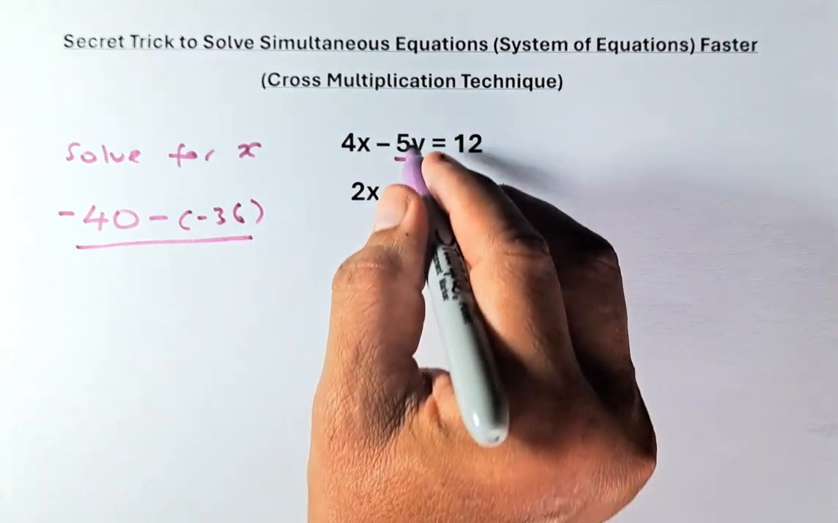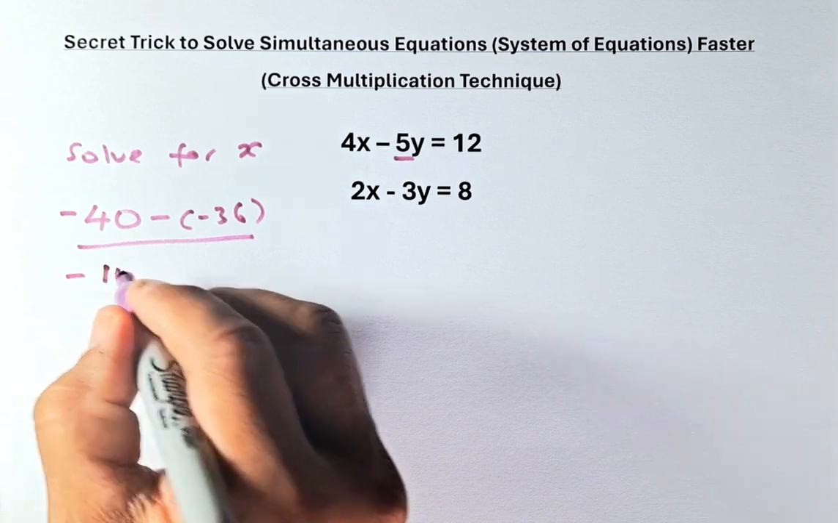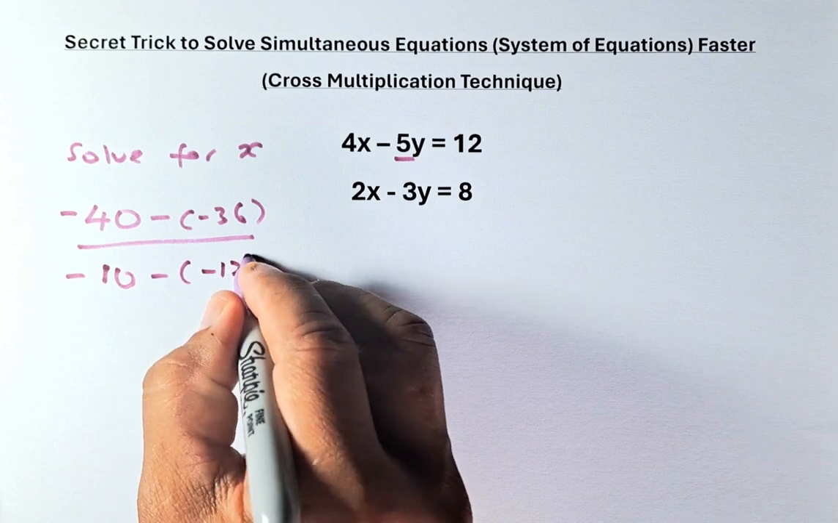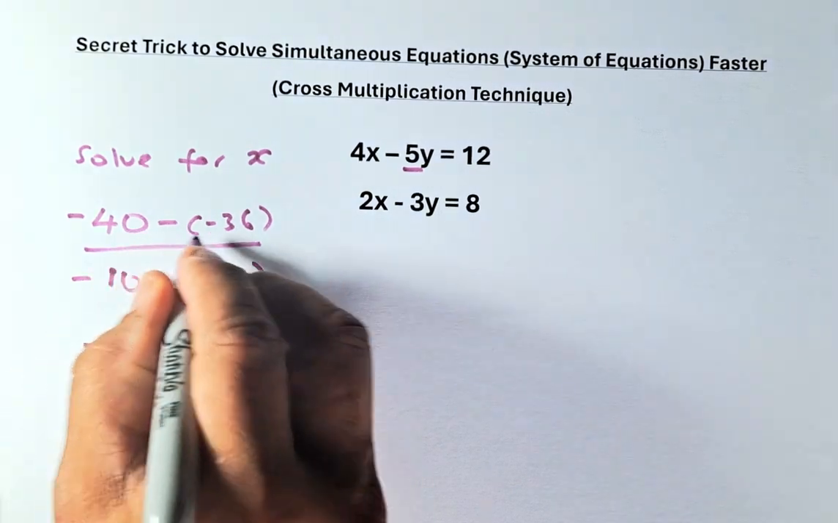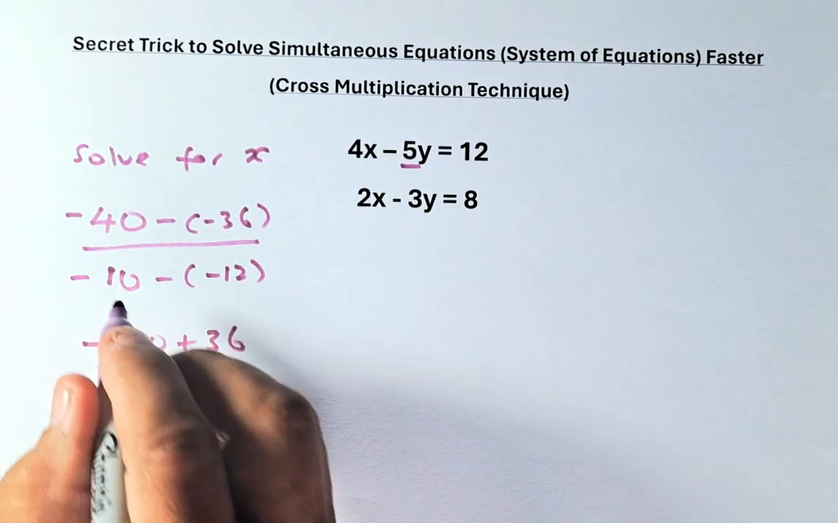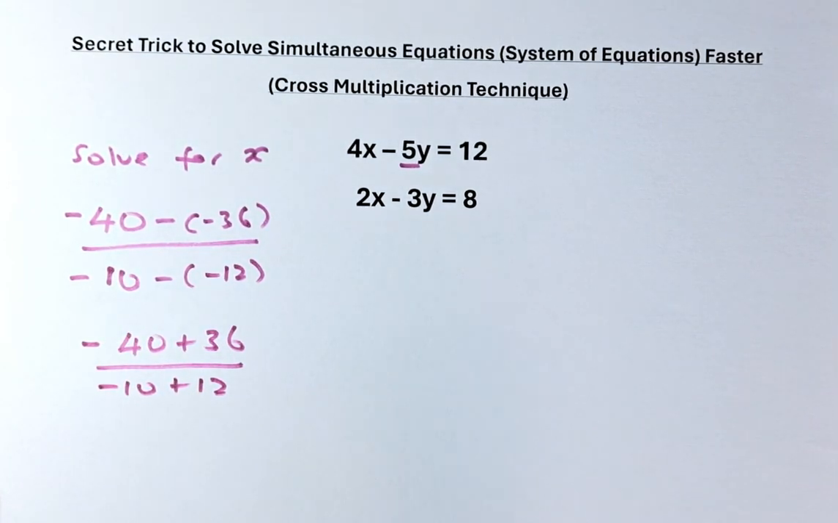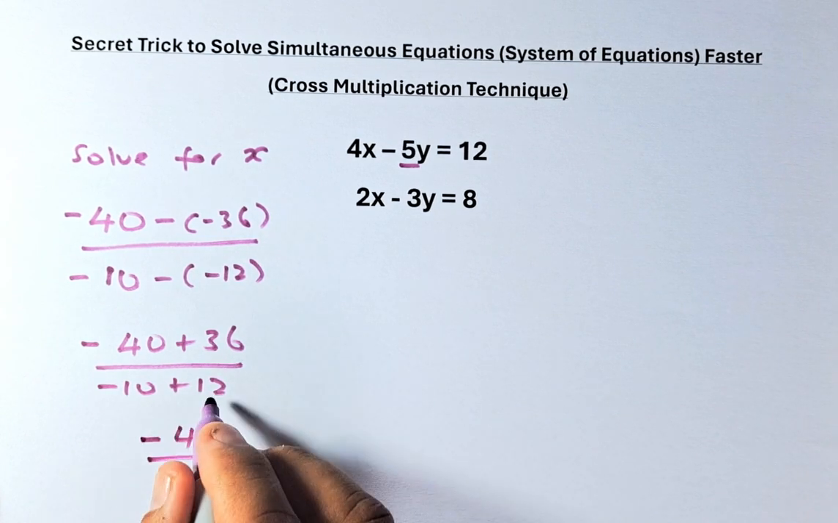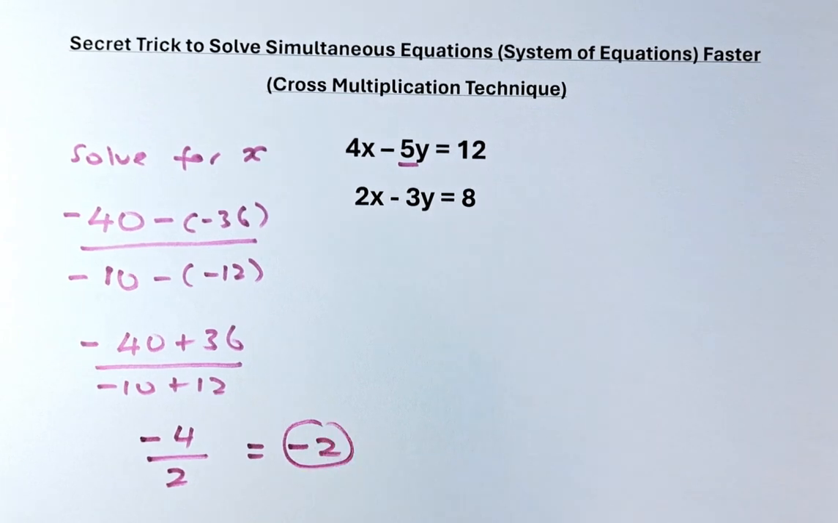And the denominator is going to be these four numbers here. Minus 5 times 2 is going to be minus 10. And then minus 4 times minus 3 is going to be minus 12. So simplify them. It's going to be minus 40 plus 36, because minus and minus give you a plus. And the denominator minus 10 plus 12, because minus and minus give you a plus. So now minus 40 plus 36 is minus 4, and minus 10 plus 12 is going to be plus 2. The answer is going to be negative 2. So x is negative 2.